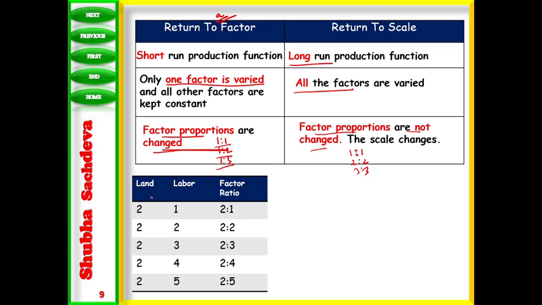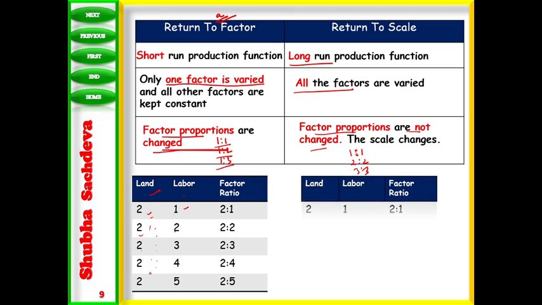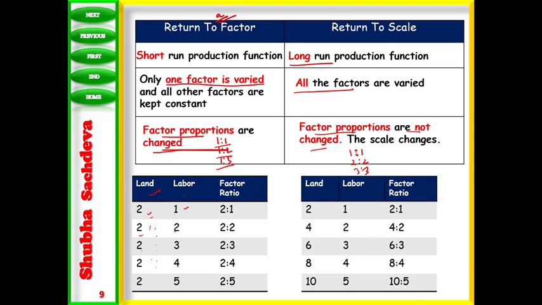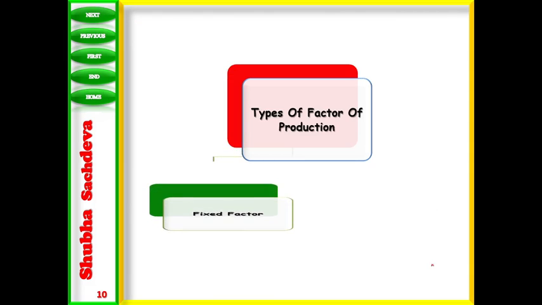Here you can look at this. Land, 2 land पे 1 labor, 2:1. Then labor increases, land is same, 2:2, 2:3, 2:4, 2:5. These are factor ratios in returns to a factor which change. And when we talk about returns to a scale, you can look at both the things, that land and labor both are changing. Land is also increasing and labor is also increased. Now you look at the factor ratio, these are the same, 2:1. If we divide 4:2, it again becomes 2:1. 6:3, again it becomes 2:1. When we divide 8:4, it again becomes 2:1. Here 2:1. That means the factor proportion here does not change, it remains the same.